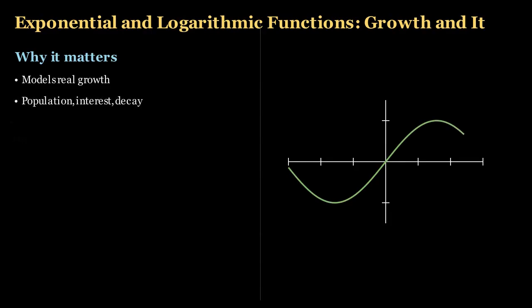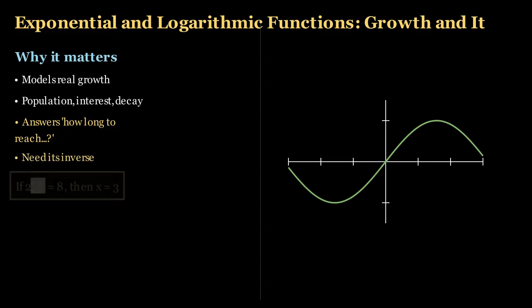If we only had the exponential function, we could ask, after 3 hours, how many bacteria are there? That's easy, just plug in x equals 3. But the really useful question is the reverse, how long until the bacteria count reaches 1 million? To answer that, we need to run the exponential backwards. We need its inverse. That inverse is the logarithm. So, how does this inverse actually work?